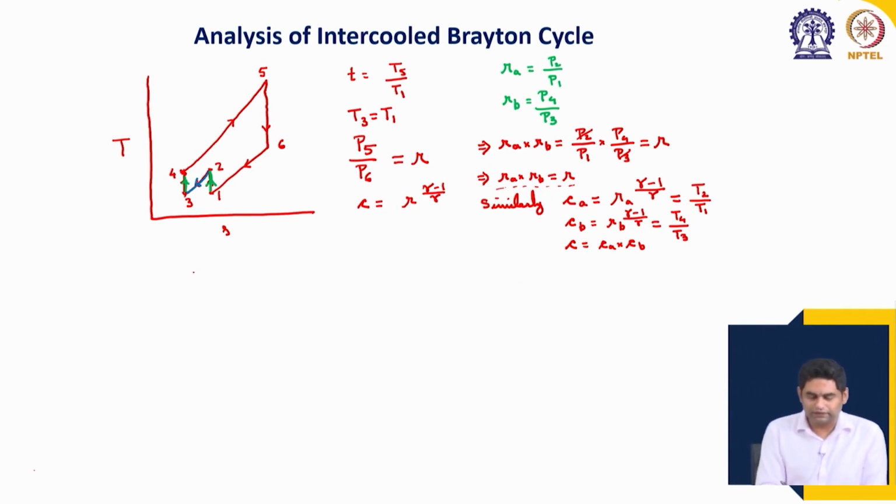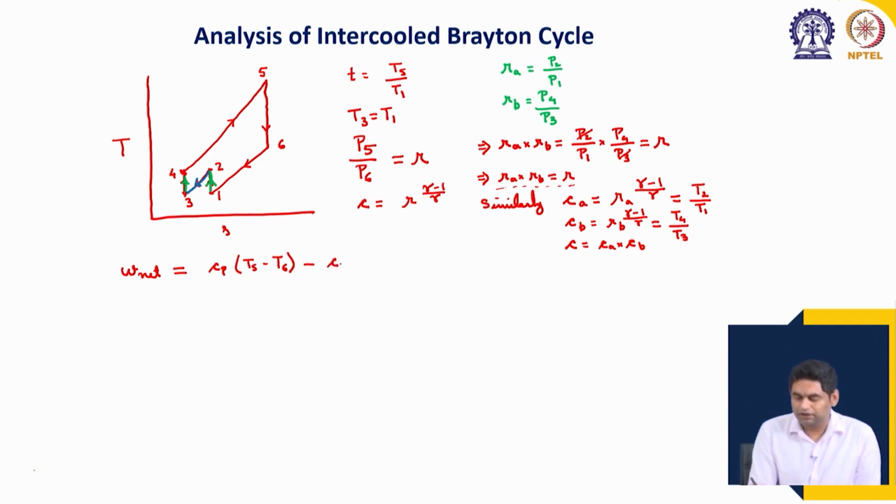Now, let us analyze the cycle. What is the value of W net expression? So, net work output is C P T 5 minus T 6 minus, there are two compression processes now, we have to consider both of them, minus C P T 2 minus T 1 minus C P T 4 minus T 3. Okay.